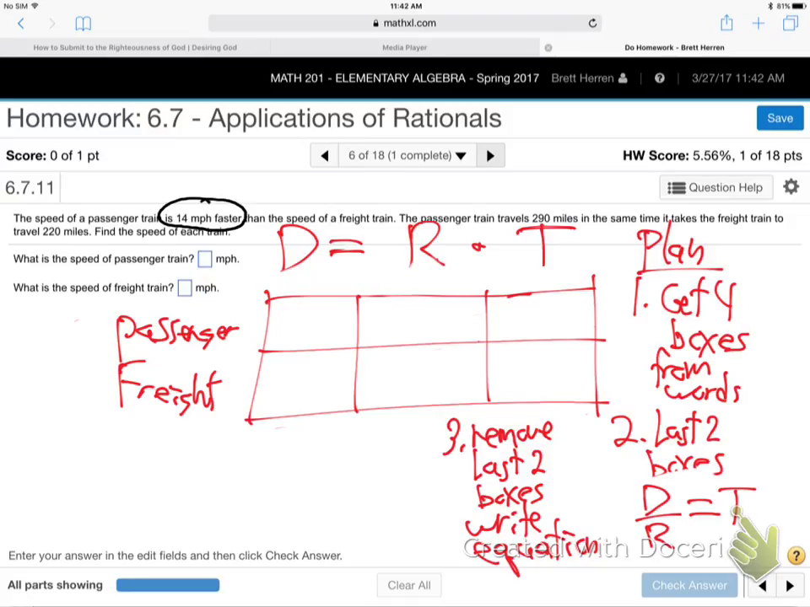14 miles an hour faster. Let's come back to that one. That's the hardest one. Let's go on to those. How about this one here? 290 miles. That's the next number I run into. Yeah, miles, is that a distance, a rate, or a time?